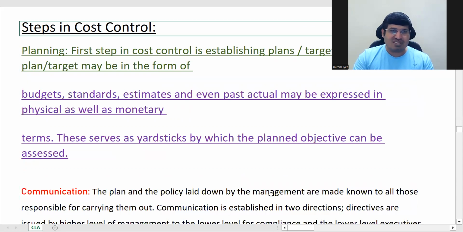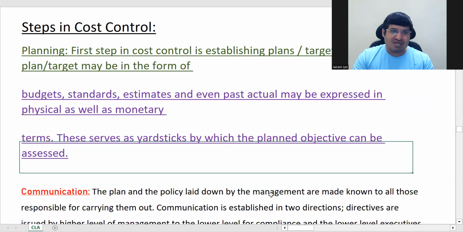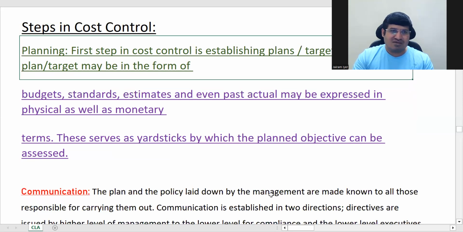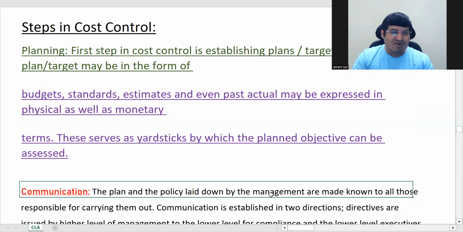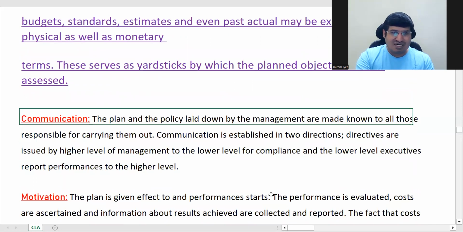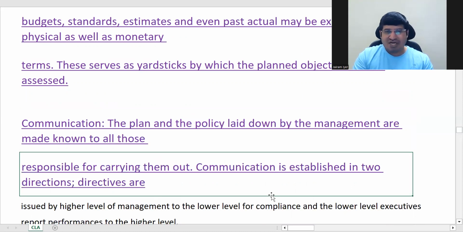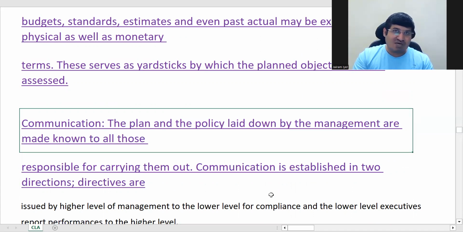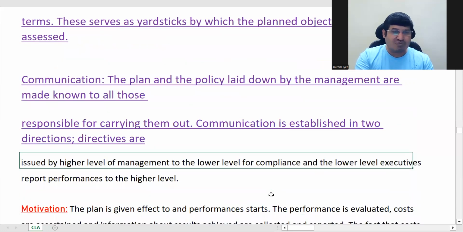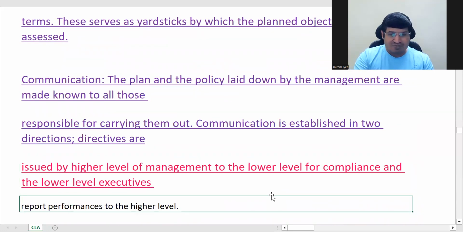So the first step in cost control is planning. These are things you should be able to write even without seeing. Steps in cost control start with planning. You first need that figure, which will be your guiding figure. So plan for it. And after planning, you have to tell that to everyone, that this is your standard. So communication: plan and policy laid down by the management are made known to everyone. There are two directions of communication: top to bottom and bottom to top. Top to bottom, the standards will be communicated. Bottom to top, the results will be communicated. Okay, fine.